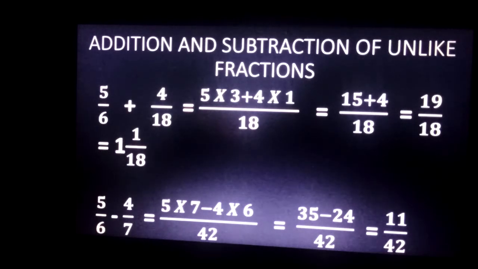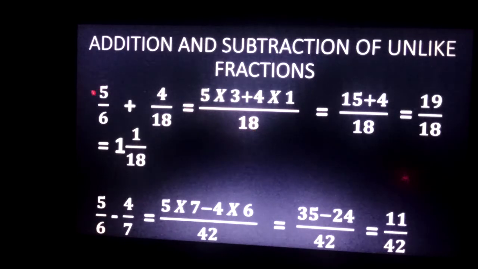So here, if the denominators are not the same, then they are considered as unlike fractions. You need to find out the LCM of 6 and 18 by any method you know. When you find the LCM, you'll find that 18 is the LCM of both. Now you need to find out which number must be multiplied by the first denominator to get the LCM 18. If you multiply 3 by 6, you'll get 18.